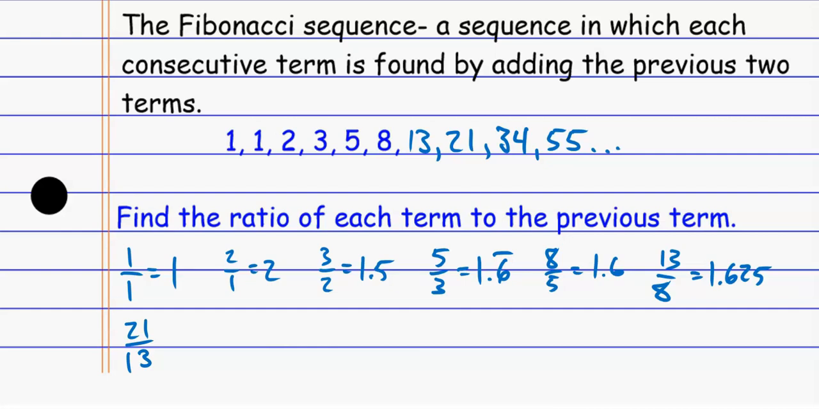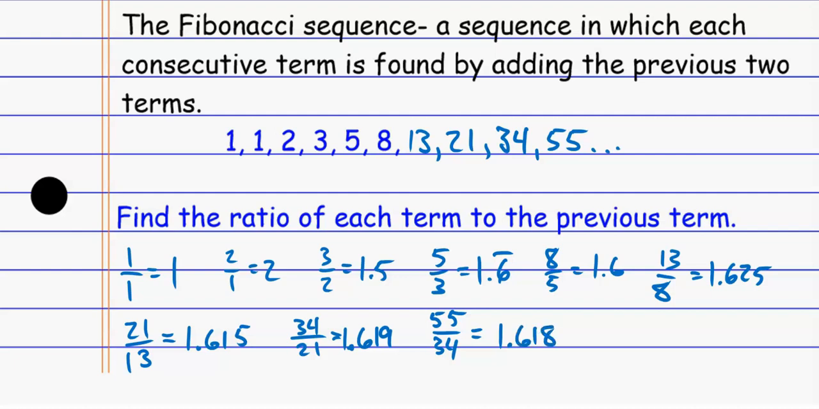Hopefully you're looking at this going, something's happening here. Rounded to 3 decimals, 34 over 21 gives 1.619. Oh, very close this time. As we go through the Fibonacci sequence and look at the ratio of one term to the previous term, I'm getting closer and closer to the golden ratio. Maybe one more. 55 divided by 34. If I round this one to 3 decimal places, it does give me 1.618.